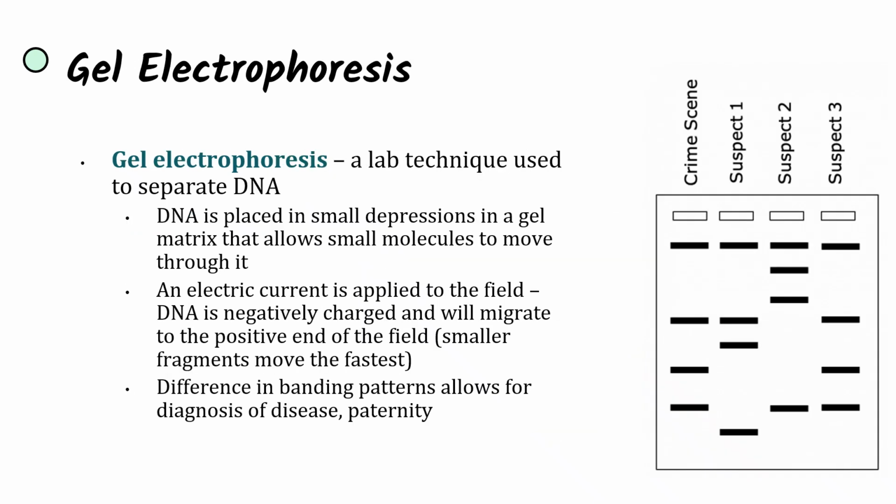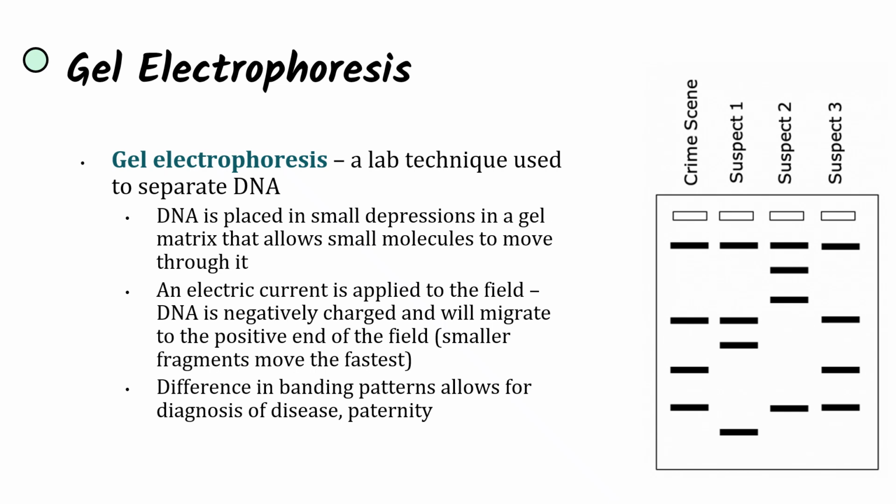So gel electrophoresis is a lab technique used to separate DNA, where DNA is placed in a gel matrix that allows small molecules to move through it. An electric current is applied to the field, and DNA is negatively charged due to the phosphate groups in nucleotides. This means that the DNA fragments will be migrating, and they'll be attracted to the positive end of the field that the current is applied through. And smaller fragments are going to move the fastest.